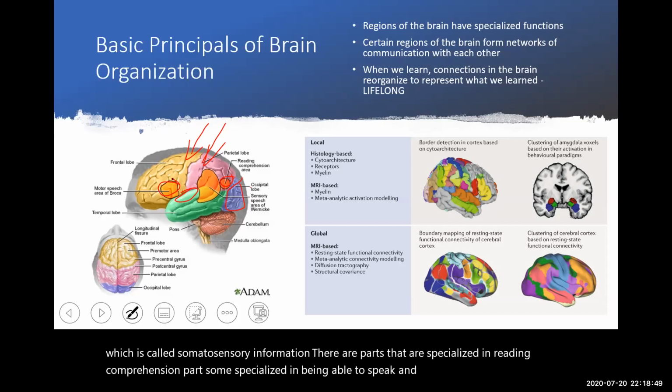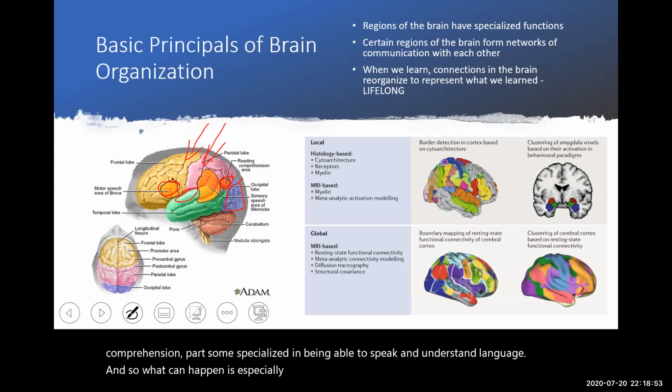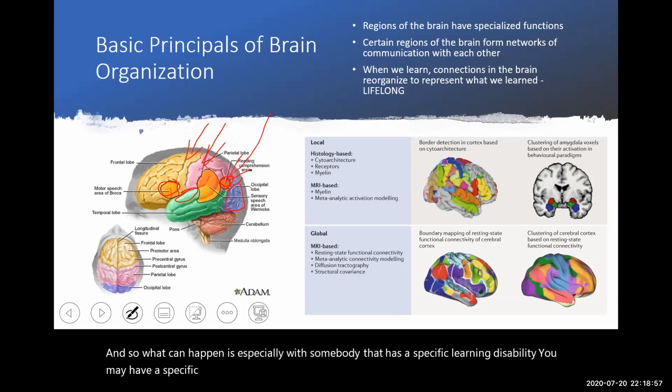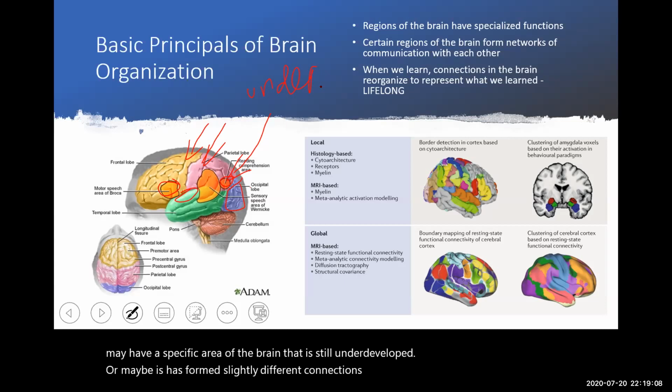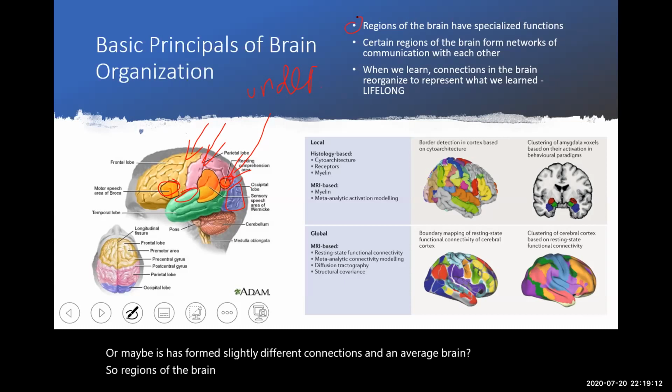language. And so what can happen is, especially with someone that has a specific learning disability, you may have a specific area of the brain that is still underdeveloped, or maybe has formed slightly different connections than an average brain. So certain regions of the brain have specialized functions.